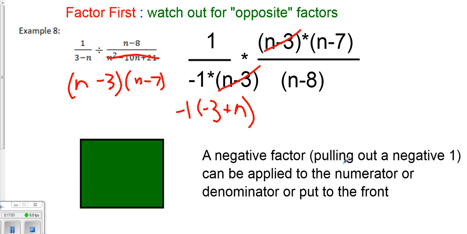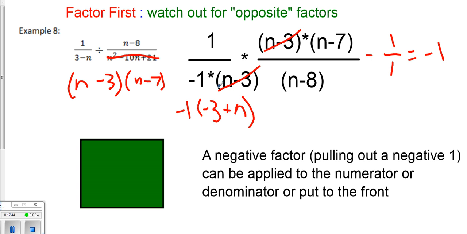Now one thing to be careful of though, a negative factor, so pulling out this negative 1, can be applied to the numerator or the denominator or put to the front. And here's why. Negative 1 over 1, this is going to equal negative 1. If we flip it around though and put the negative on bottom, it's still the same thing. 1 over negative 1 is still negative 1. Well, let's say we applied that negative piece to the front of this whole thing. Negative 1 over 1. 1 over 1 is just 1. Negative that is a negative 1. They all mean the same thing.